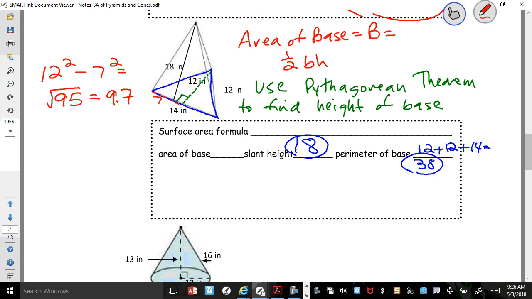Now we have to plug that in to find the area of the base. So we're going to get, we got to plug this in here. So that's going to be 1/2.